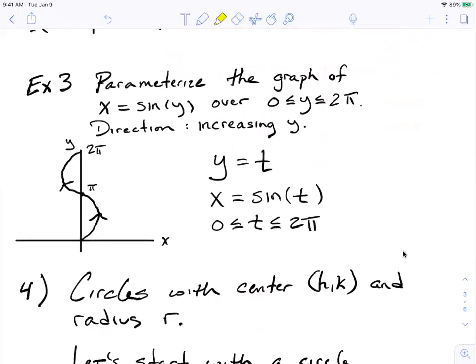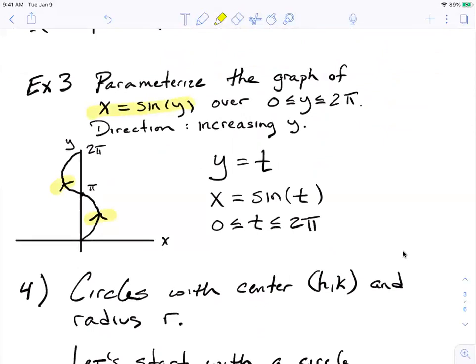Here, I've got an example, kind of turning your head sideways, where I'm looking at the graph of x equals sine y. That thing doesn't pass the vertical line test. It's not a function of x, but it is a function of y. And I've put the arrows on there indicating that I want it to get swept out in the increasing y direction, that is from bottom to top.